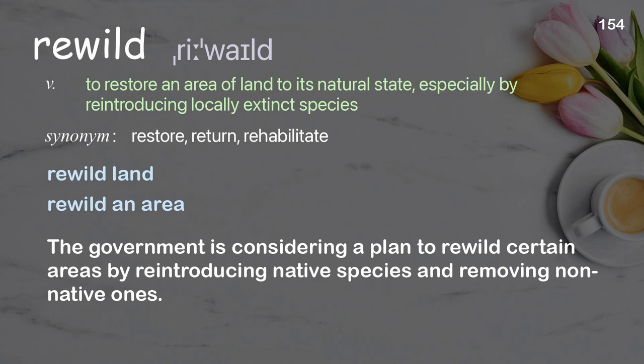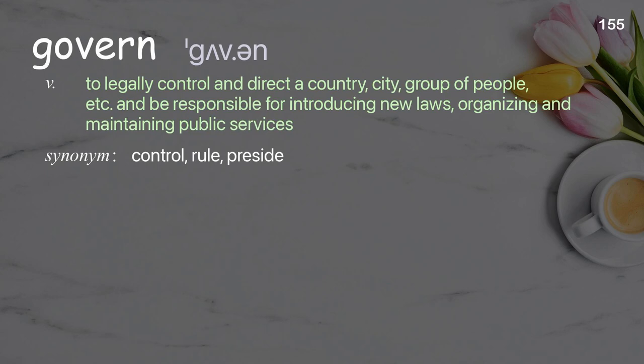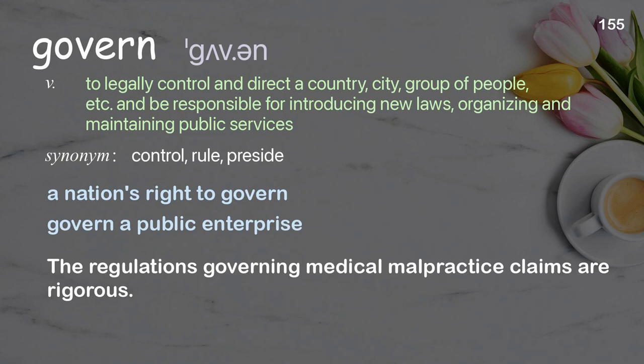Govern. To legally control and direct a country, city, group of people, etc., and be responsible for introducing new laws, organizing and maintaining public services. Examples. A nation's right to govern. Govern a public enterprise. The regulations governing medical malpractice claims are rigorous.